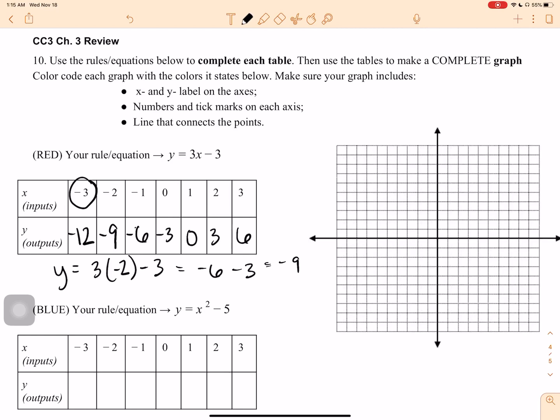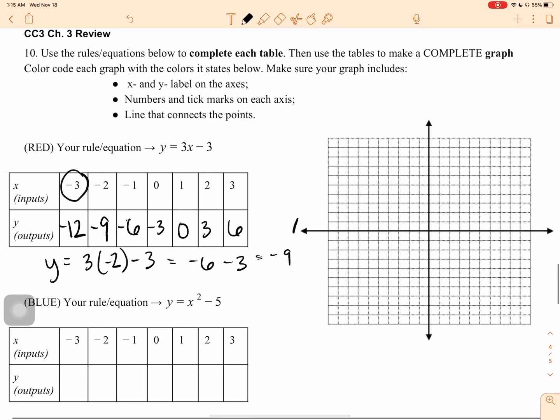So here we need to have a nice complete graph. X and y are labeled. Let's go ahead and write, I'm just going to write some numbers down here. Okay.